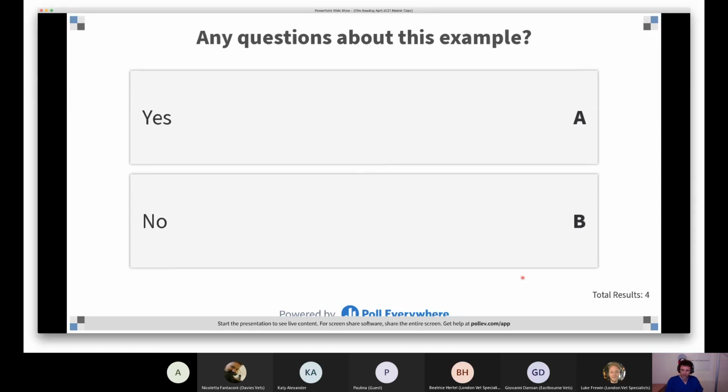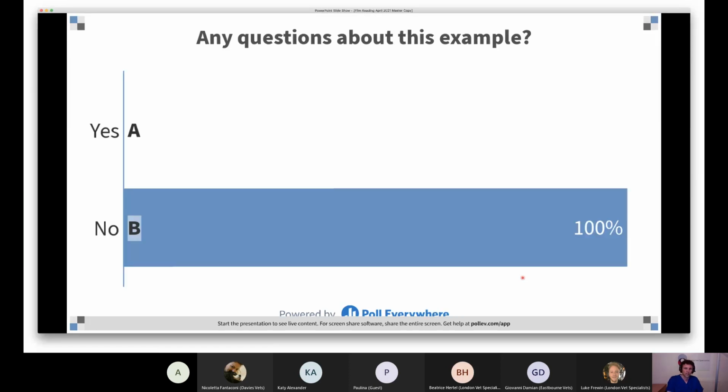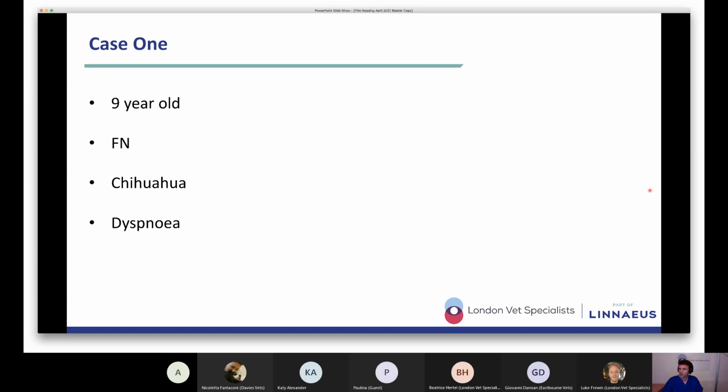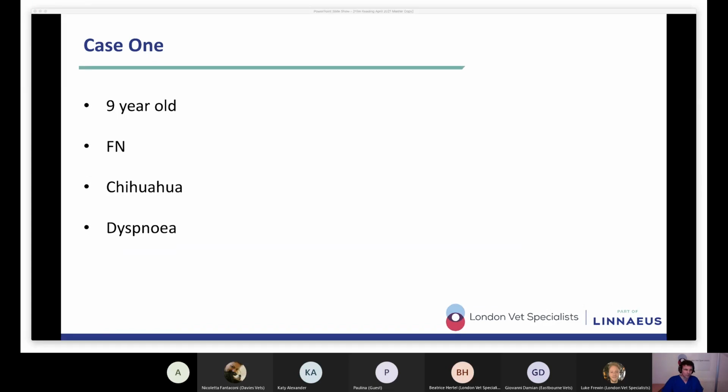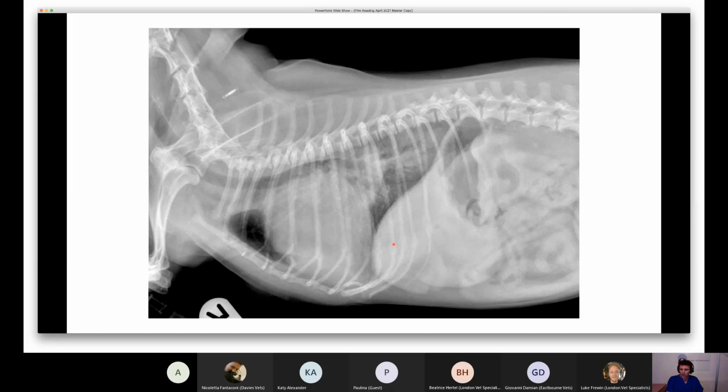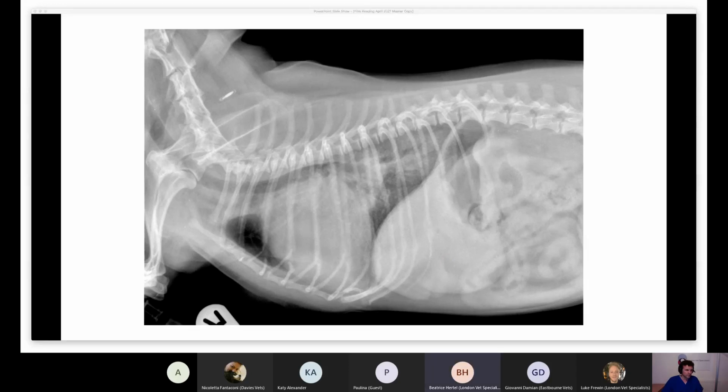Yeah, there we go. So we've got our 4 results, and everybody is happy with the example, which is excellent. That means we can move on to case number 1. Case number 1 is a 9-year-old female neutered Chihuahua that's presented to you as dyspneic. So we've got a few thoracic radiographs for us to have a look at. Given that this is an interactive session and I've done the example, any of you guys fancy taking us through case number 1? I can do it. Okay, great.